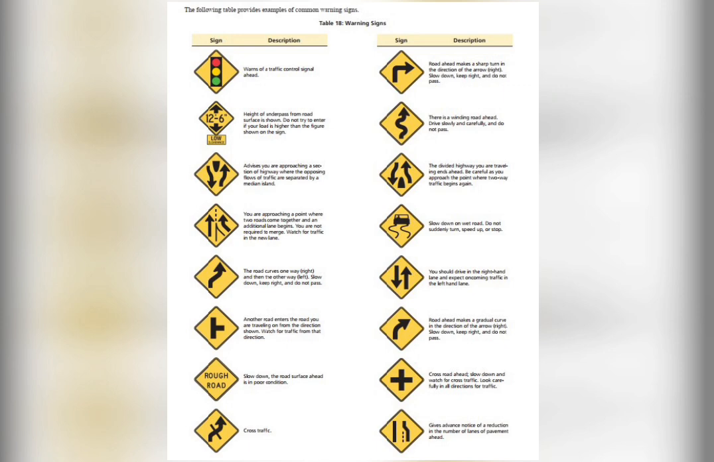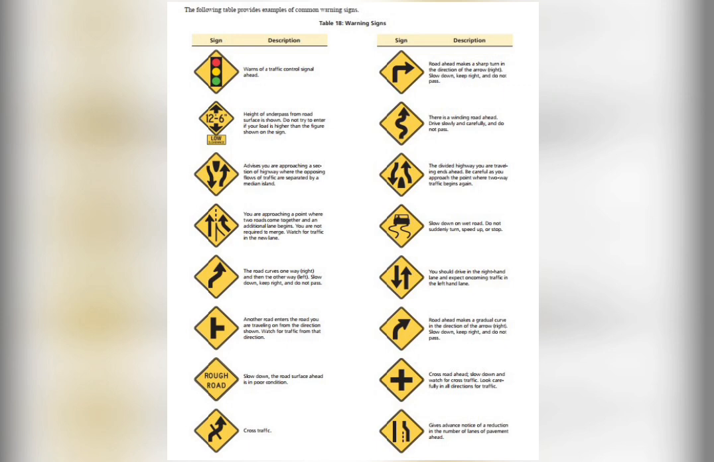Table 18, warning signs. Sign and description. Warns of a traffic control signal ahead. Height of underpass from road surface is shown. Do not try to enter if your load is higher than the figure shown on the sign. Advises you are approaching a section of highway where the opposing flows of traffic are separated by a median island. You are approaching a point where two roads come together and an additional lane begins. You are not required to merge.